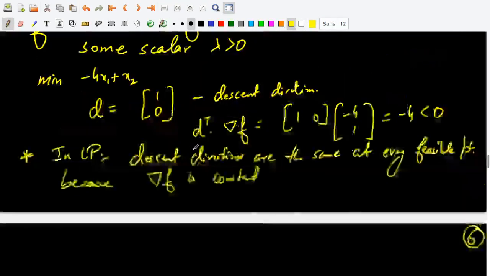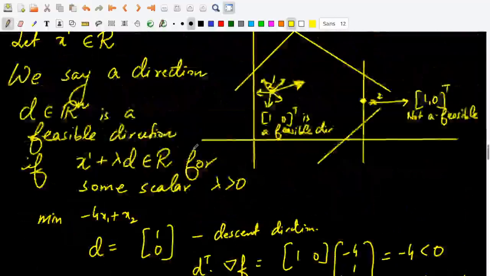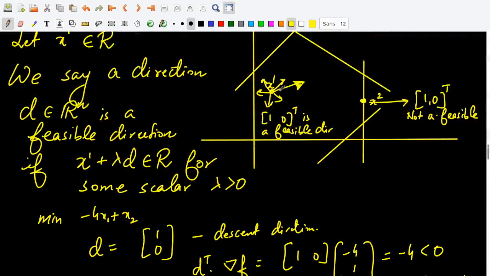So that means if I find a descent direction at any point, then I can keep going in that direction and my function will continue to decrease and decrease and decrease until I hit some boundary. And then I can try to find another descent direction and try to keep moving in that direction until I hit the next boundary, and so on and so forth.